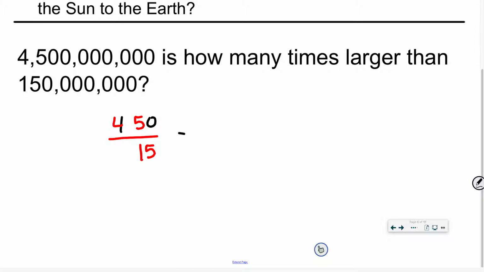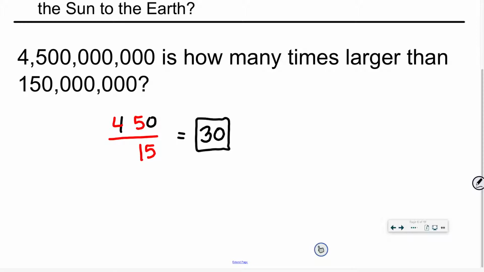Could you tell me what 450 divided by 15 is? It is 30. So 4.5 billion is 30 times larger than 150 million. Now that would be breaking it out into standard form. What's a drawback to that? Like, why may that not be the best way to do that problem?